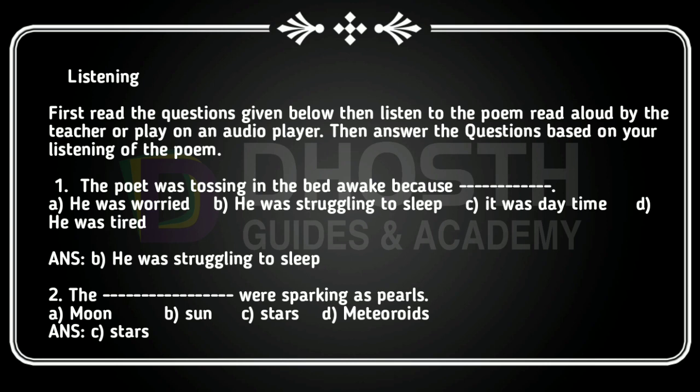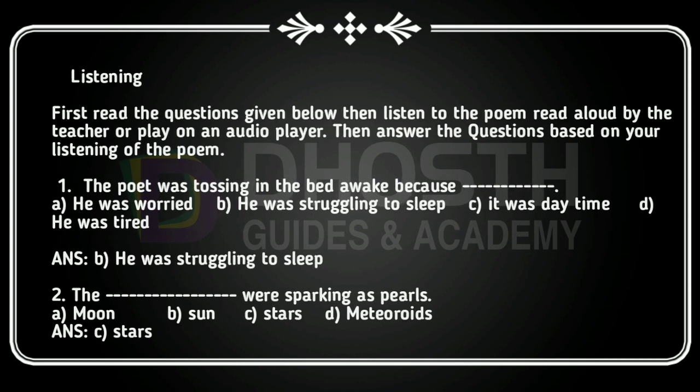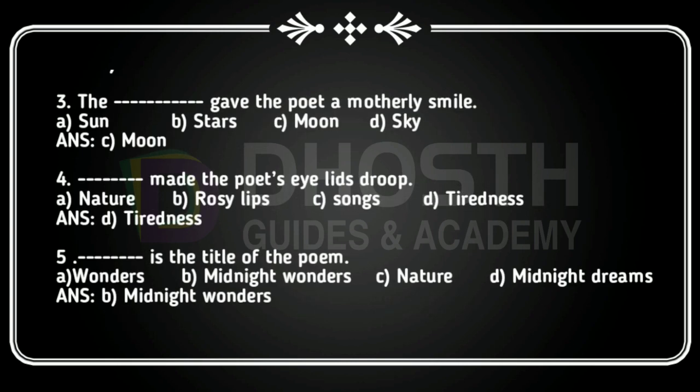Next. The stars were sparkling as pearls. Answer C. The moon gave the poet a motherly smile. Answer C, moon. Moon made the poet's eyelids droop. Answer C.